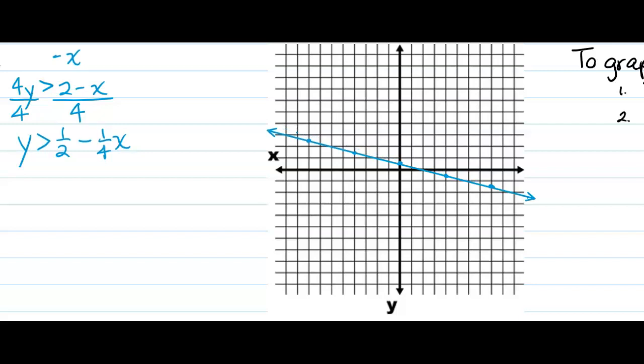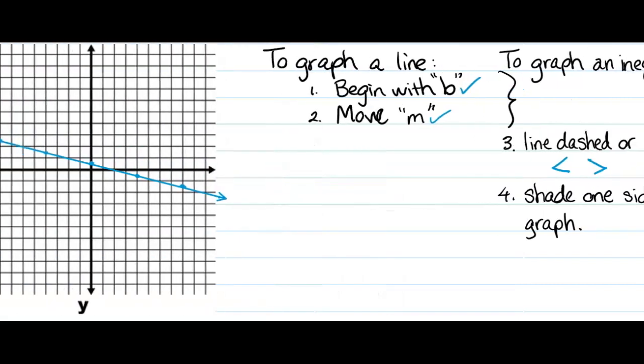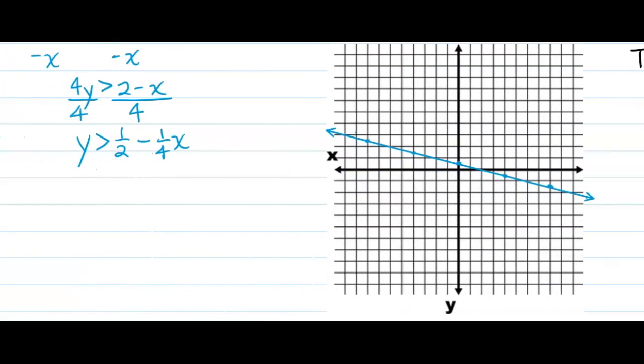All right, so I've completed finding my line. Now I need to go on to step 3. Should it be dashed or solid? Well, looking at the original problem, it's strictly greater than, so it needs to be dashed. So I need to go back and make my line dashed. You can graph it with a dotted line to start with. I find it easier to graph the whole line and then make it a dotted line.